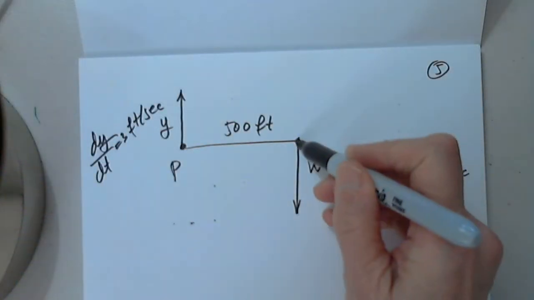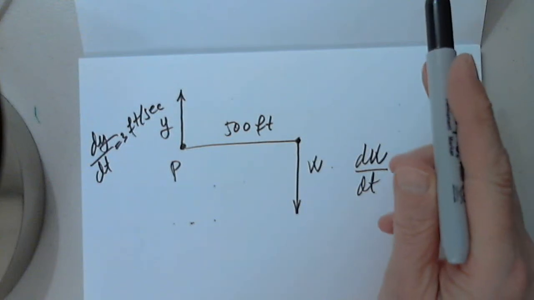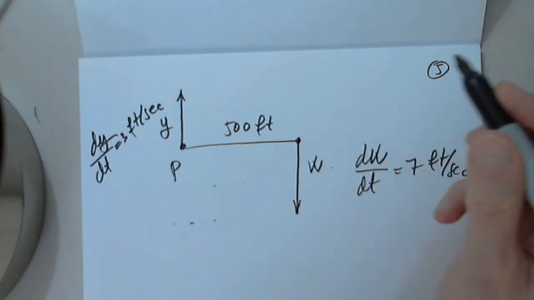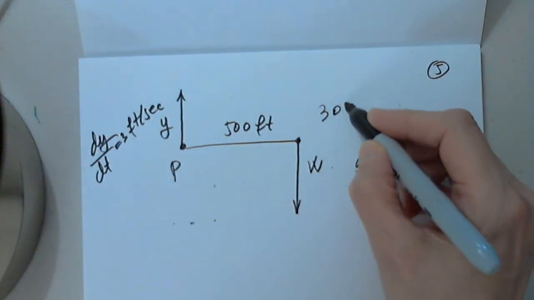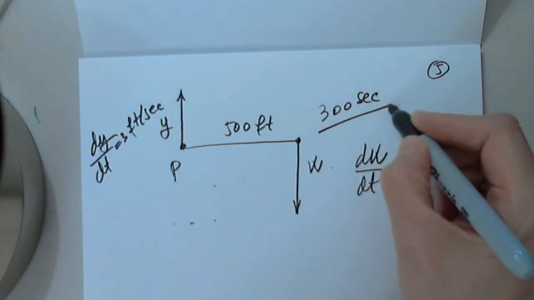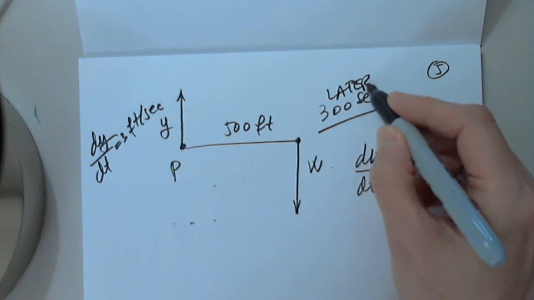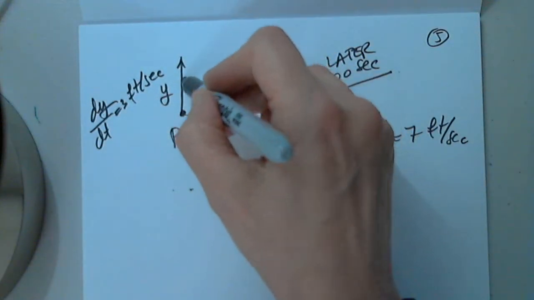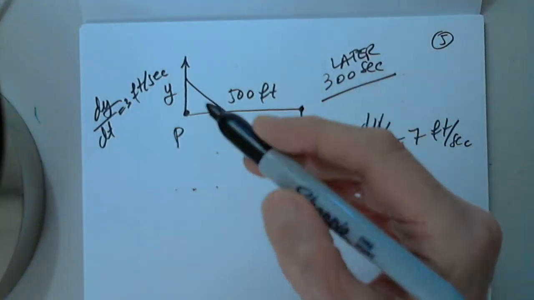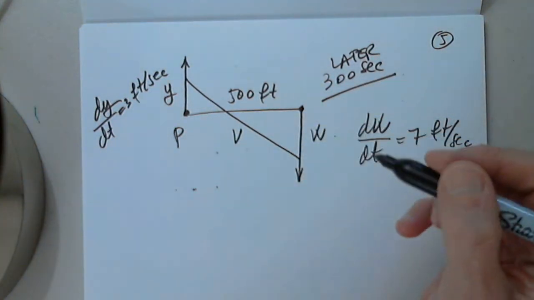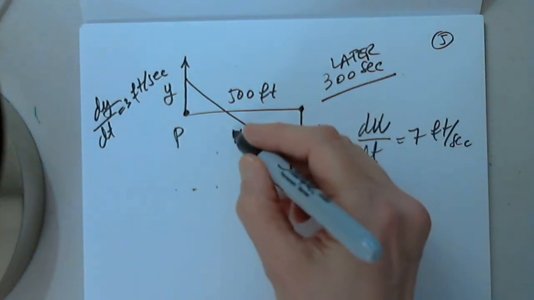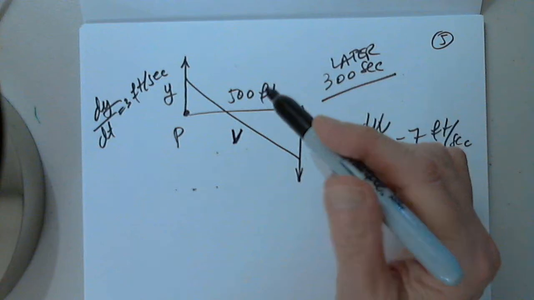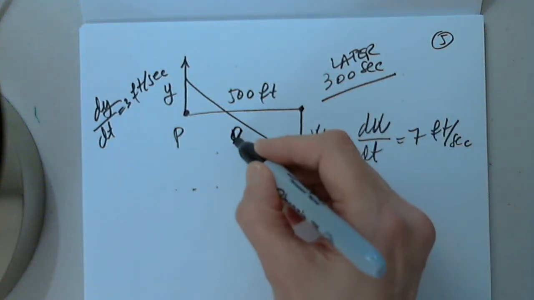Okay, so this person starts 5 minutes later. Because everything is in seconds, I'm going to say 5 times 60, 300 seconds later. We're asked to determine, I already called this W, I'm going to call this V. No, I don't want V because V stands for velocity. So let's find a different letter. I'm going to call it A.